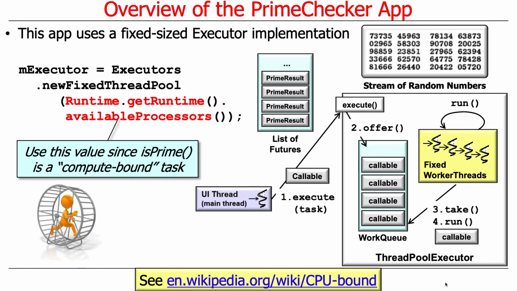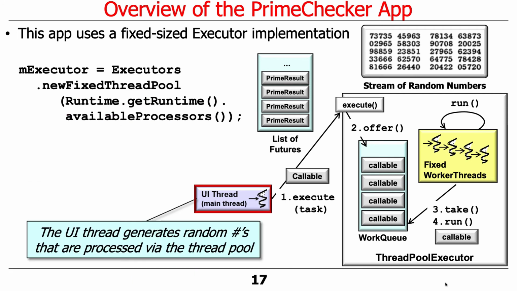We use this value since isPrime is a compute-bound task, as we just saw, so we want n to be the number of cores in this case, because there's no point in making it more. We could make it less, so we wouldn't end up using all the CPUs, but in this case, we're trying to crank away and maximize the CPUs.